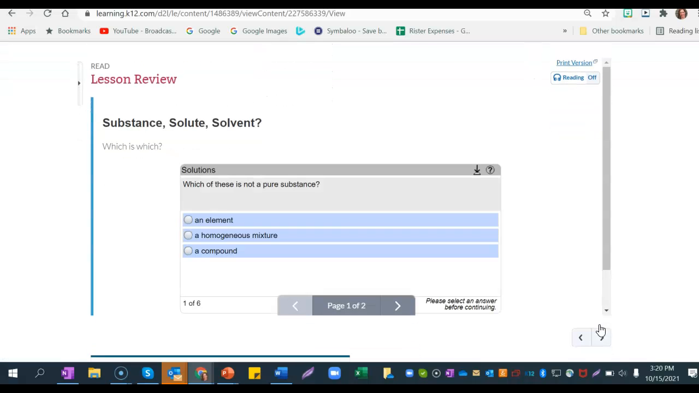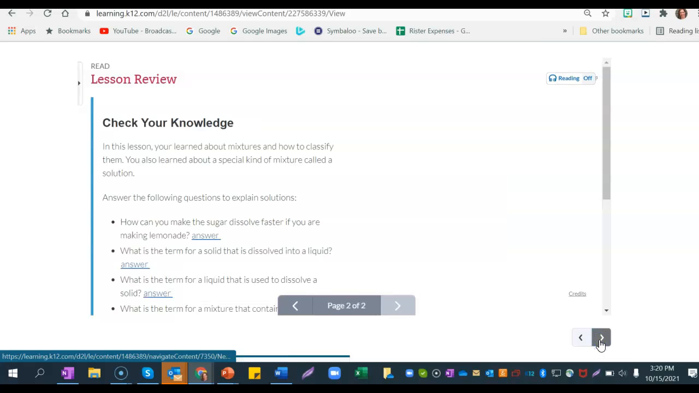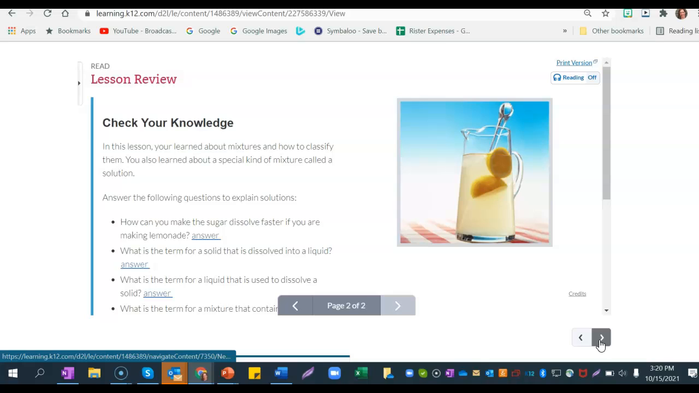So here, which is which, this is a little quiz to help you. Again, these words are all very similar. So just practicing and making sure you can differentiate would be really good practice. So there are 6 little questions here for you. And then checking your knowledge. In this lesson, you learned about mixtures and how to classify them. You also learned about a special kind of mixture called a solution. Answer the following question to explain solutions. So you can go through those and see if you're able to answer those or if you need to add anything to your notes.